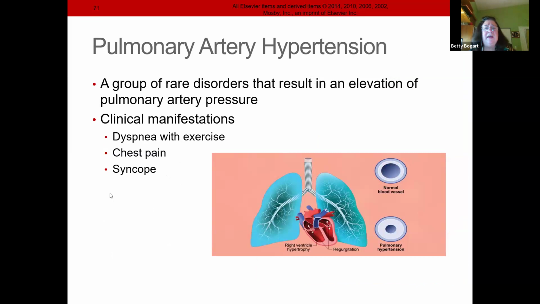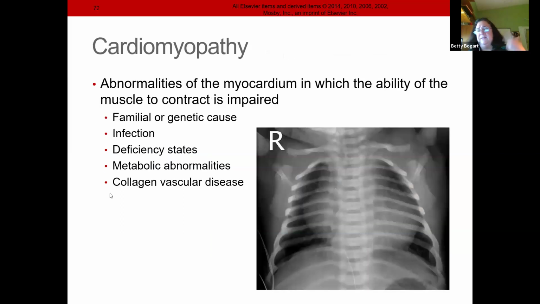Pulmonary arterial hypertension is when the lungs are tight, they don't exchange, and because they don't get oxygen the way they should, these are children that don't have energy. They get really tired at the minimal expenditure of energy, and that's the chest pain and the syncope.